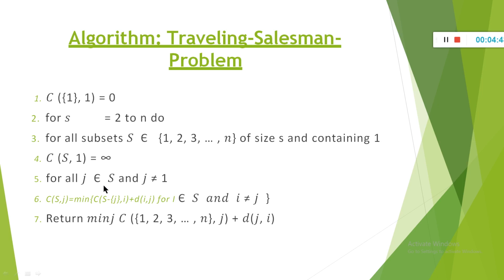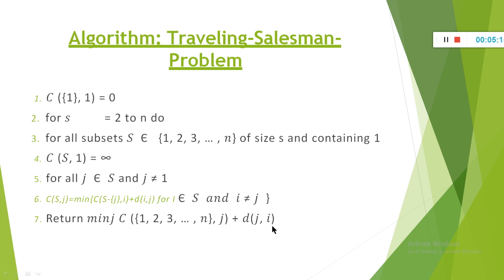And for all j belonging to s and j not equal to 1, you find c of (s, j) equal to the minimum cost. We have to find c of (s - {j}, i) plus d of (i, j) for i belonging to s and i not equal to j. And return the minimum over j of c of ({1, 2, 3, ..., n}, j) plus d of (j, 1).